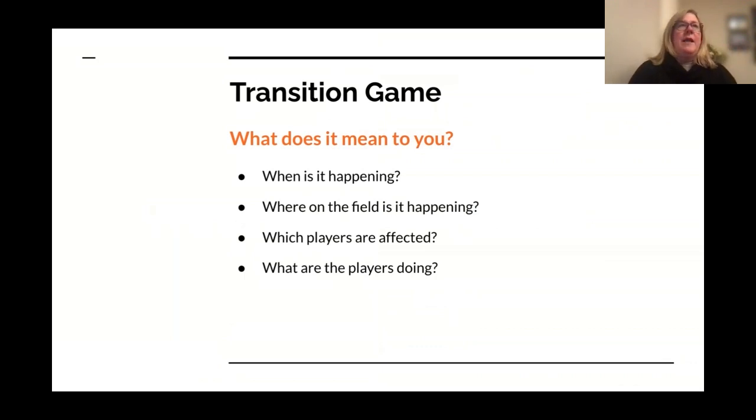And so kind of thinking of the transition game in this way, I think is really helpful. And I think that it can help your team to shorten the lag time between recognizing we're on offense or we're on defense. And that lag time is often the time when the other team takes advantage.